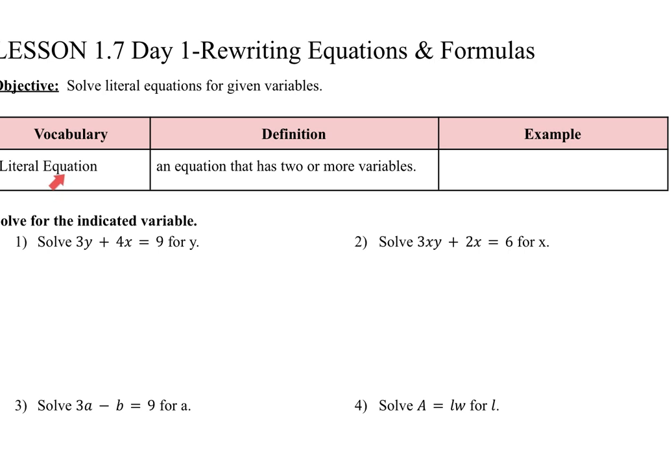Well, let's talk about what a literal equation is. It's an equation that has 2 or more variables. So area equals length times width. That's a literal equation, okay? They have 2 or more variables. In this case, we had 3 variables, okay? So we're going to talk some about how to solve for different letters, different variables, depending on what we need. And so that's what our first deal is going to be here.